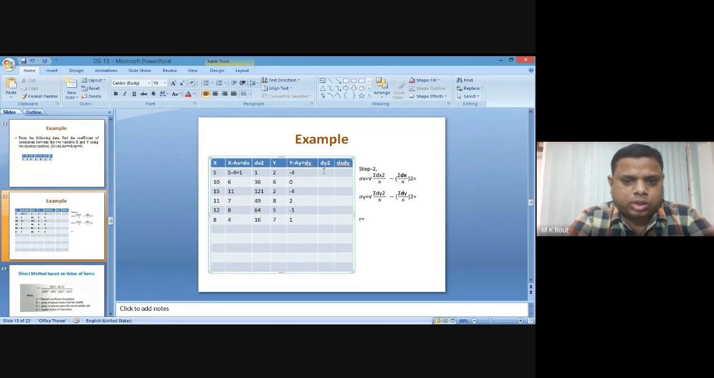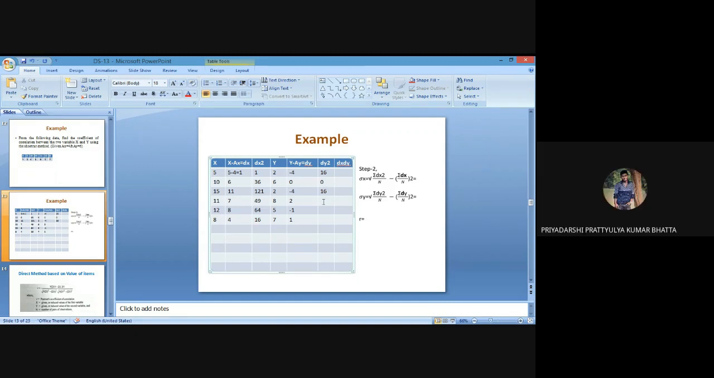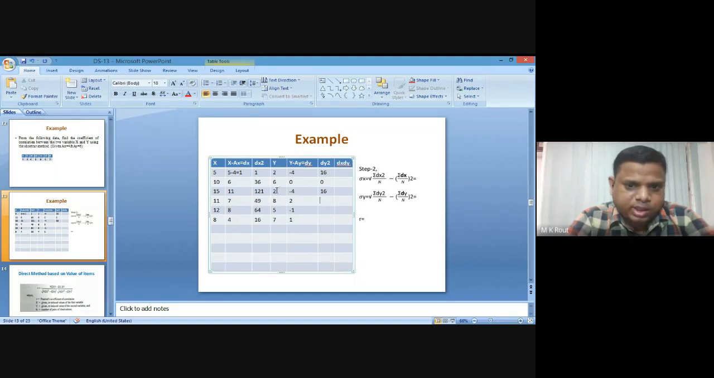Similarly, if you go to the square of the deviation in case of y series, the first one is 16. Second one is 0. Next one is 16. The next one in the question is 3, so 3 minus 6, that is minus 3, and this one is 9. The next is 4. Last one is 1 and this one is 1.